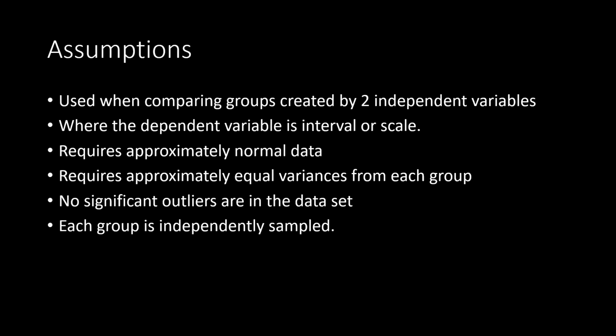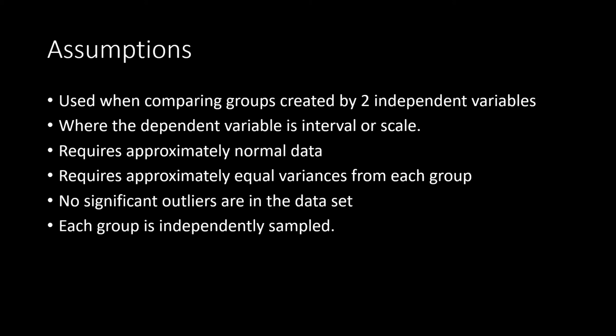Like all statistical analyses, two-way between subjects ANOVAs have some assumptions that need to be met for a two-way between subjects ANOVA to be appropriate. The first is that we're comparing groups created by two independent variables. Note that the term two-way ANOVA is referring to the two independent variables present in the ANOVA. All of the instructions that we're going over today could apply to a situation with 3, 4, 5, or more independent variables. However, the interpretation of the results would be far more complicated.